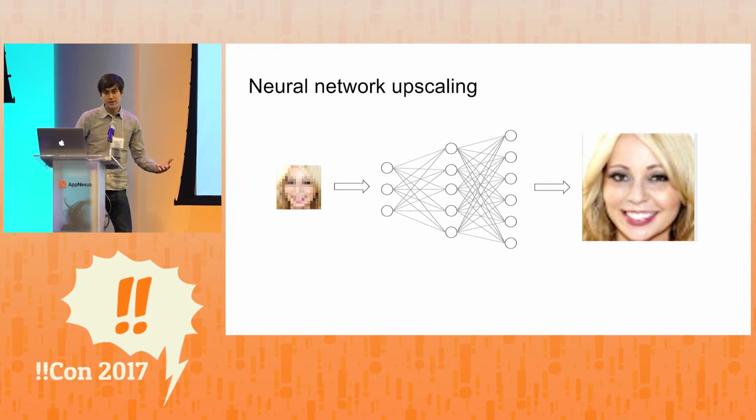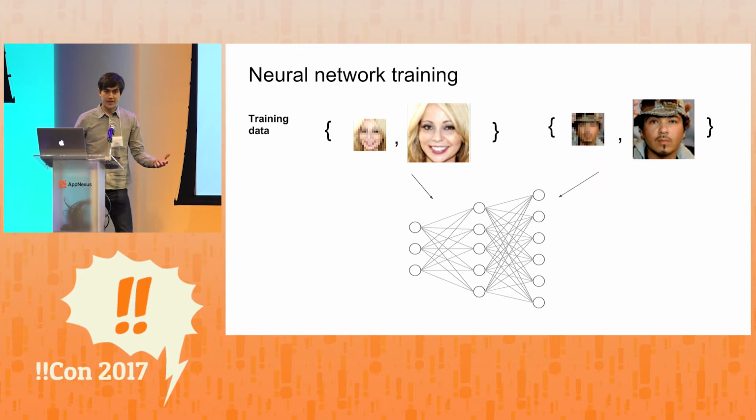And all we need to train that function is a bunch of pairs of low-resolution face, high-resolution face. We can actually get those online. There's this great data set of 200,000 photos of celebrity faces. That gives us our high-res versions. And for each one, we can just downscale it to get the low-res version. That actually gives us a pretty nice training set.